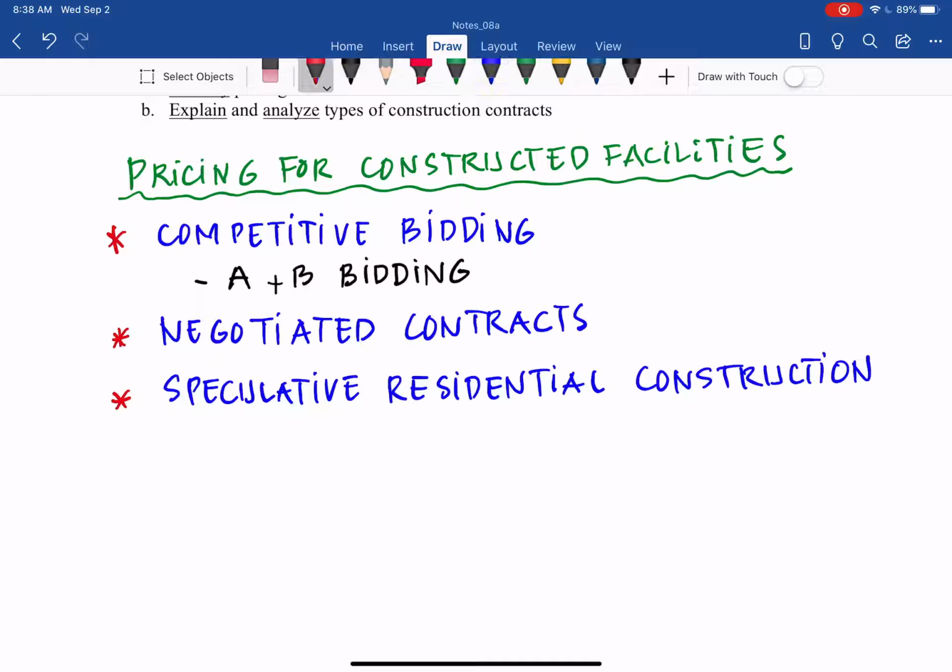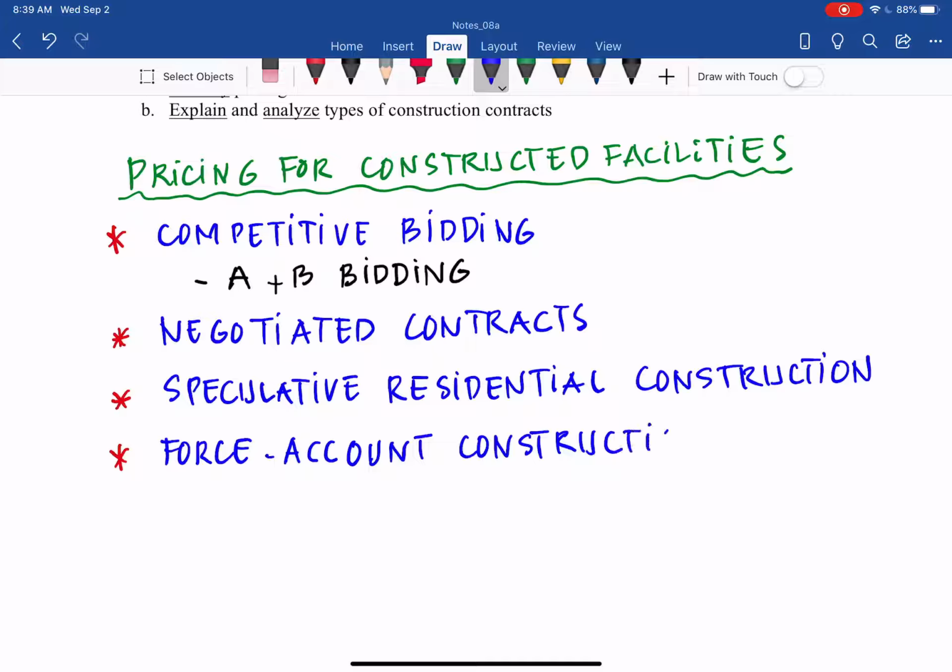And then the last one, a big organization or even an institution like FGCU, they have another way to price, which is called force account construction. So a big organization can have some maintenance work for their facility, etc. So they may have their own construction division to make the necessary repairs, and that goes through a force account.